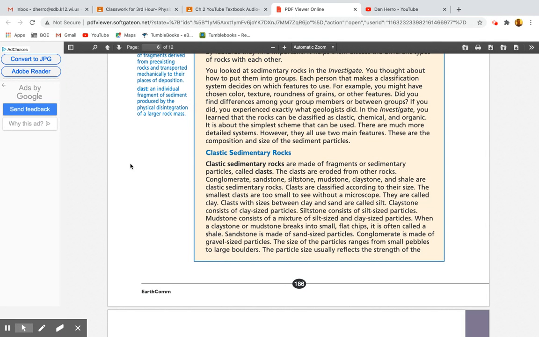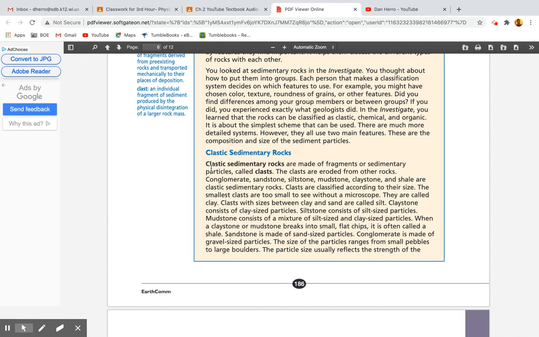In the Investigate, you learned that the rocks can be classified as clastic, chemical, and organic. It is about the simplest scheme that can be used. There are much more detailed systems. However, they all use two main features. These are the composition and size of the sediment particles.